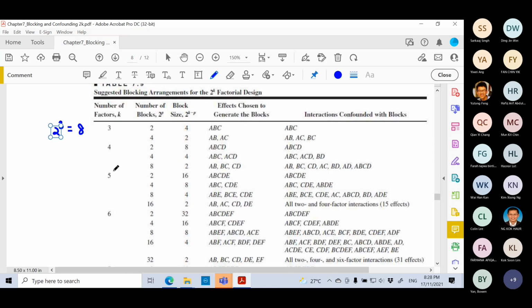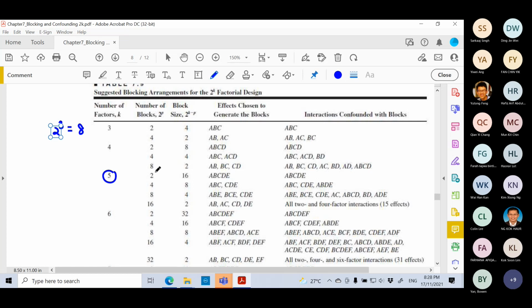Let us go through another one, which is 5 factors. Under 5 factors, you can divide into 4 blocks, 8 blocks, and 16 blocks, because p must be less than k here.